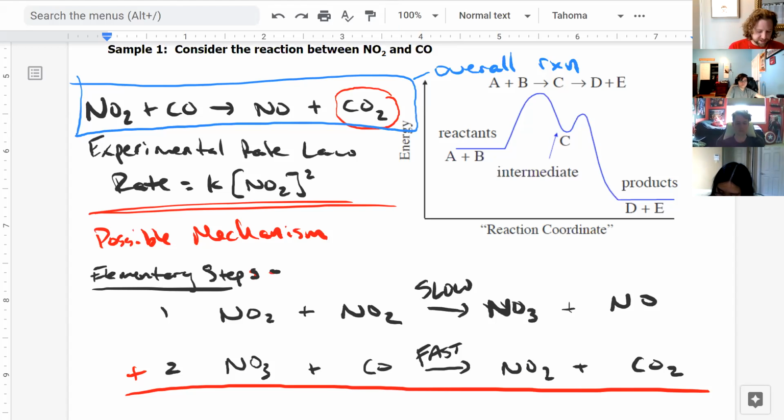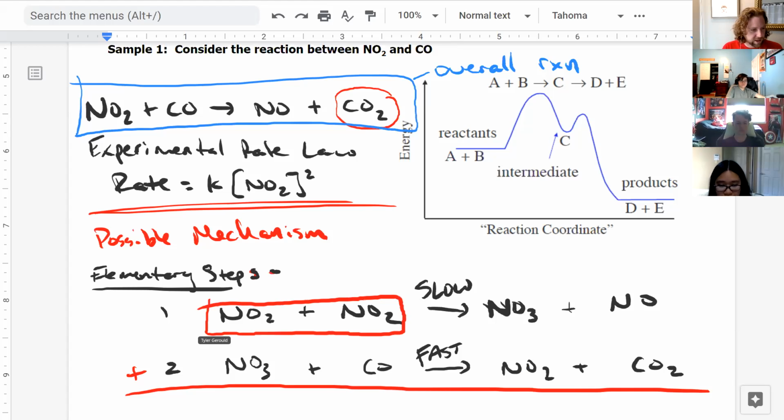The slow step has NO2 and NO2. If I were to combine that, that'd be 2 NO2 because of the coefficients, right?